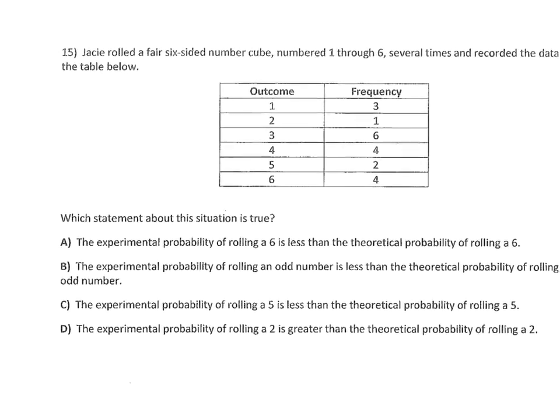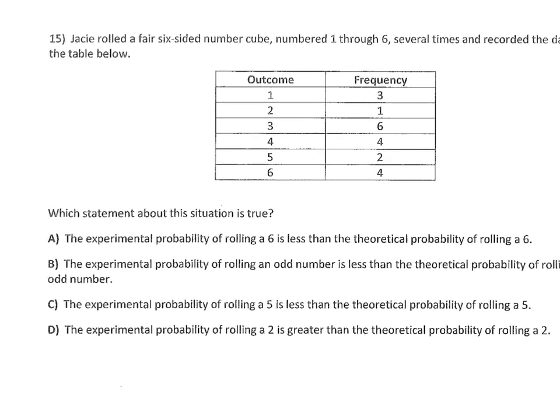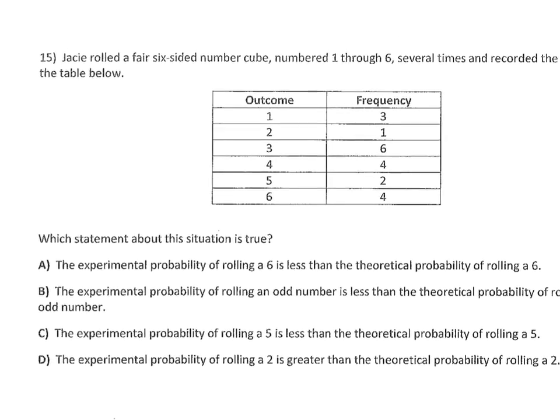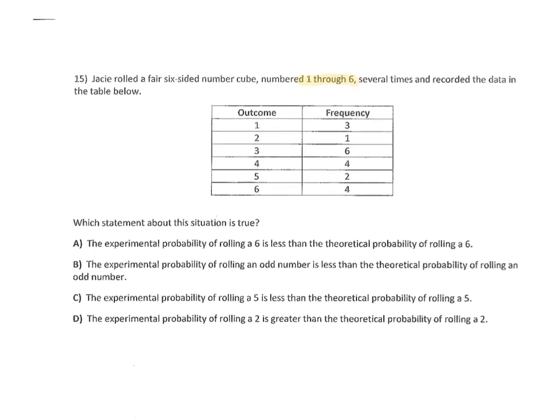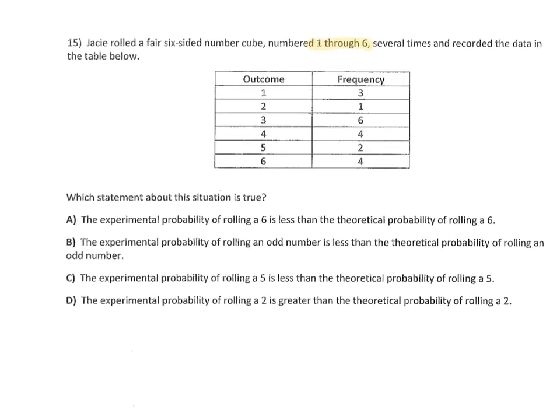Okay, last page. Number 15, girls. Number 15. JC rolled a fair six-sided number cube numbered 1 through 6 several times and recorded the data in the table below. Which statement about this situation is true?